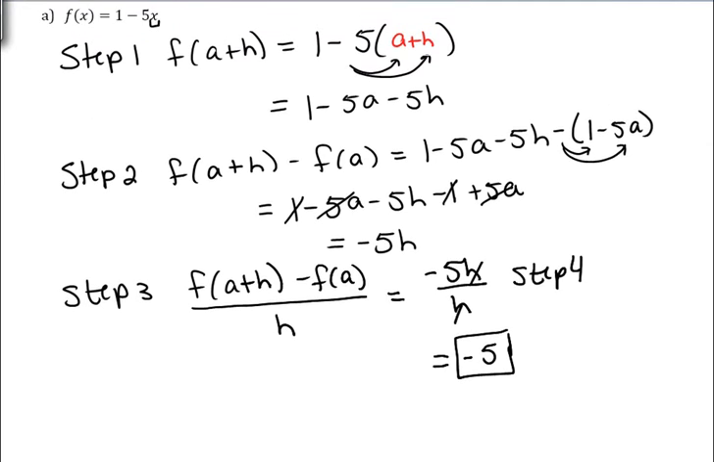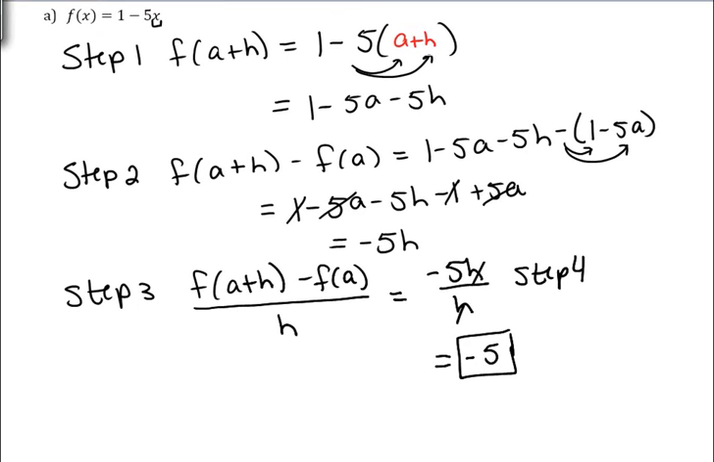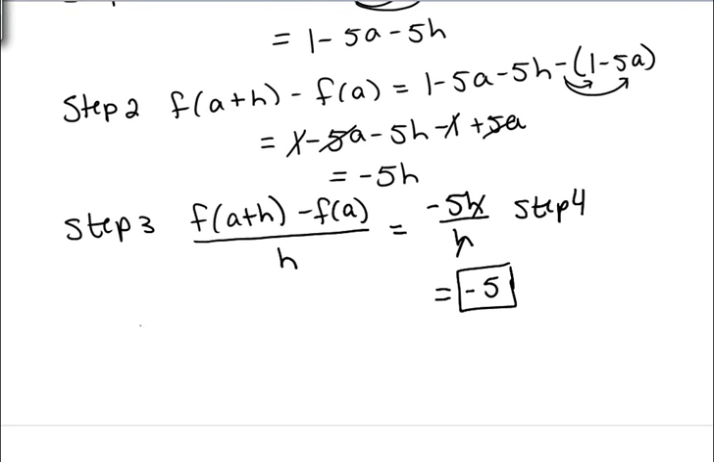Okay. And notice that the answer that we got was negative 5. And this function is actually the equation of a line. And the slope of this line is negative 5, which is what we got from our difference quotient. And that is what you should get when you're calculating the difference quotient.